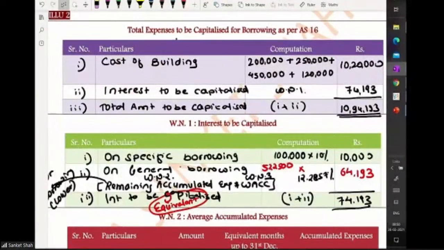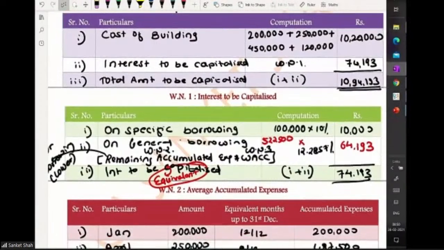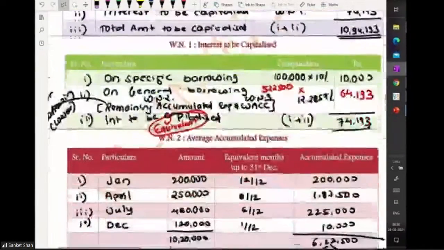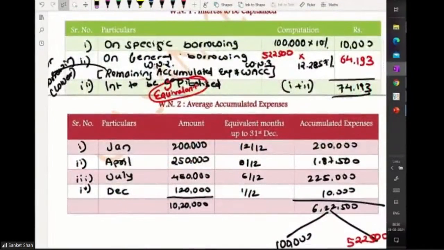Serial number, particulars, rupees, cost of building, interest to be capitalized, total amount to be capitalized. For interest to be capitalized, you have interest on specific borrowing, which is under working note 1, and interest on general borrowing. Then, for general borrowing, you need average accumulated expenses. So the format will be serial number, particulars, amount, equivalent months, and then accumulated expenses.